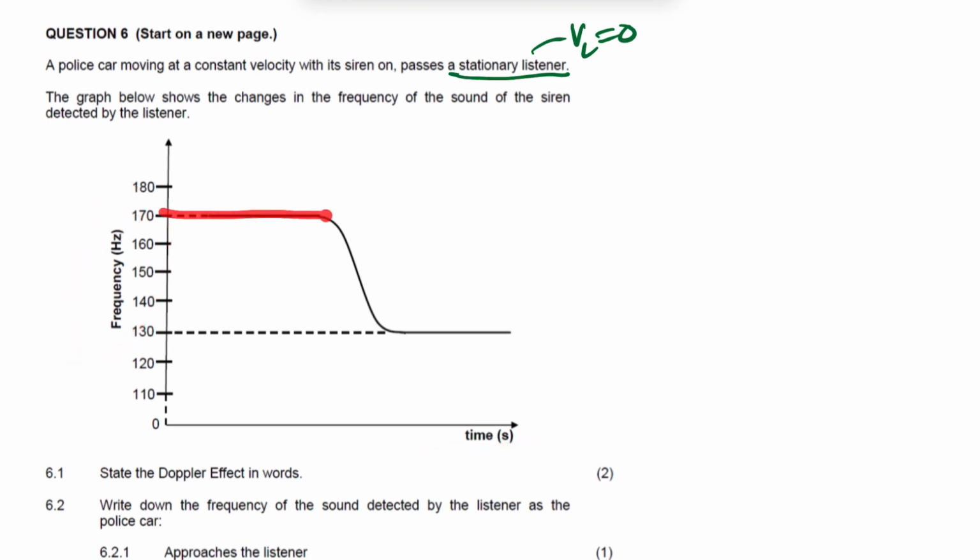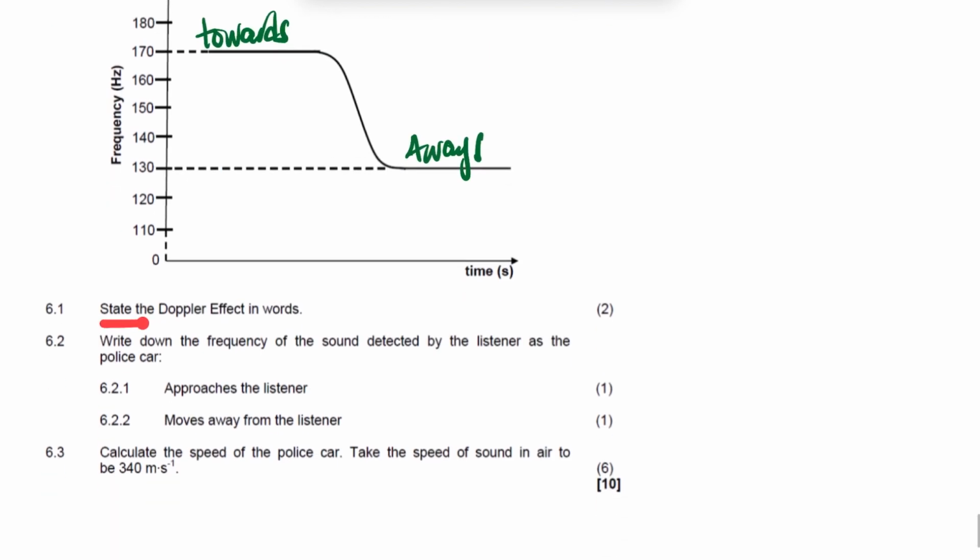We know the line that is on top means it's towards, and the one that has a lower frequency means it's away. So the police car was moving towards, and the observed frequency was 170, and when it was moving away, the observed frequency was 130.